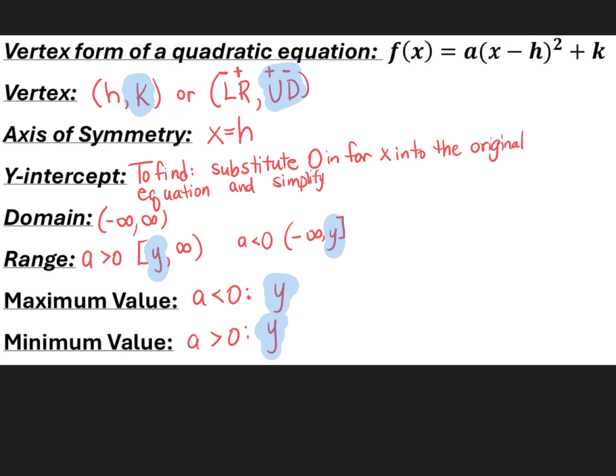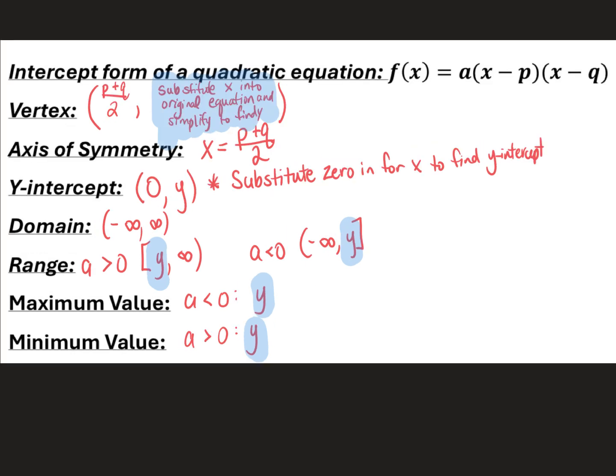And to graph this, you're going to graph the vertex, the axis of symmetry, the y-intercept, and reflect the y-intercept across the axis of symmetry. Moving on to the next one.